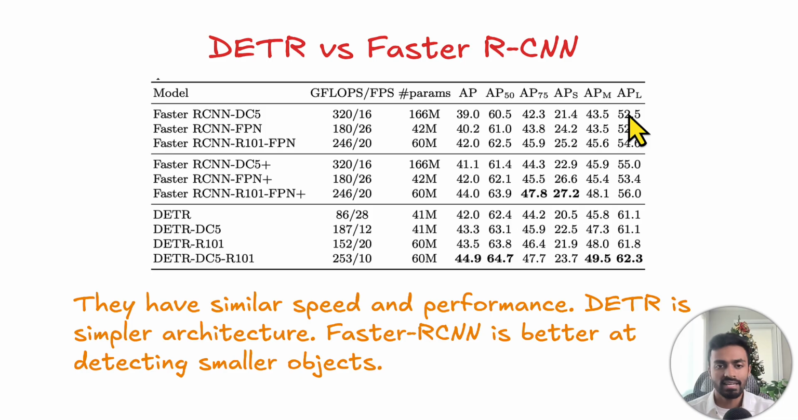So what you can see here is that overall, DETR and faster RCNN have similar speeds and also similar, comparable performances. But one thing to note is that DETR is a simpler architecture, but faster RCNN is better at detecting smaller objects. So APS here is the performance on smaller objects, where you can see that there is a bit of a bigger difference. Whereas for large objects, DETR seems to still be pretty good almost across the board. So yeah, I hope all of this now makes sense.